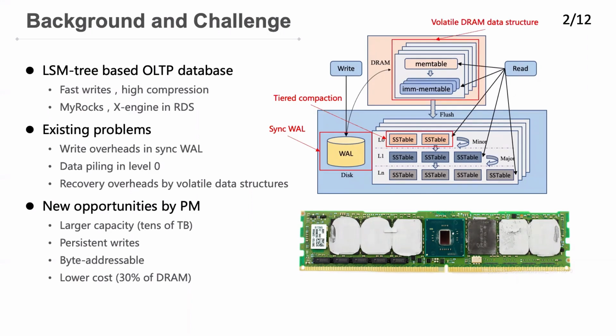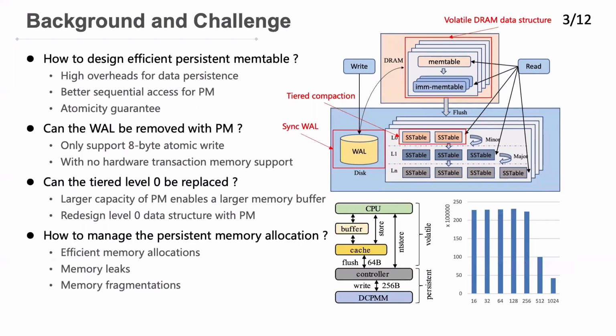The third problem is the recovery overheads incurred by volatile DRAM Memtable. More records in Memtable brings high performance, but results in more recovery time. The emergent persistent memory gives us new opportunities to address these problems. Multiple challenges exist to use the new hardware, such as the high overheads to guarantee persistence and atomicity, and the performance differences for different access patterns.